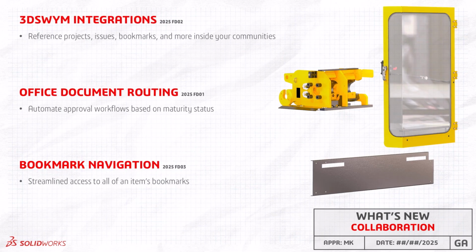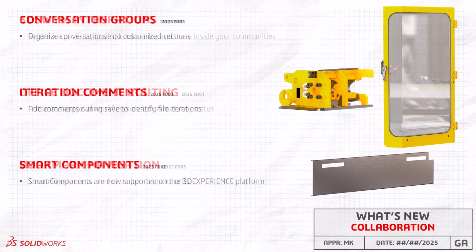Projects, issues and bookmarks can now be referenced within community discussions. Approval workflows can be automated based on maturity status. Enhanced bookmark navigation sees streamlined access to all of an item's bookmarks. Groups can be used to organise group conversations. Comments can be added to iteration versions. And smart components are now supported for use within 3D Experience. And that wraps up the great collaboration enhancements for 2026.